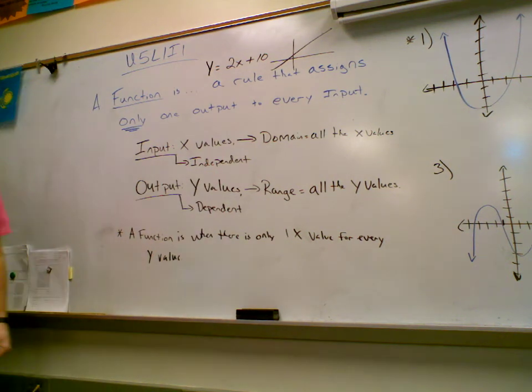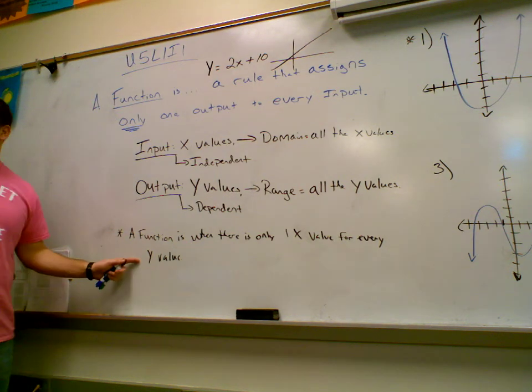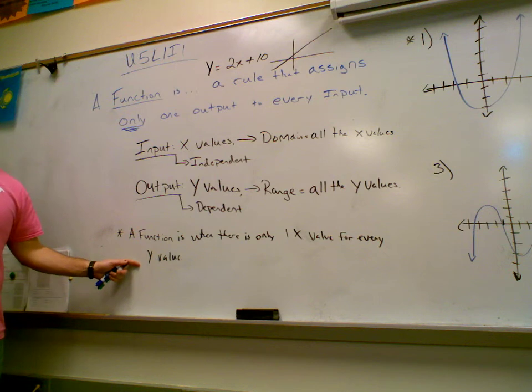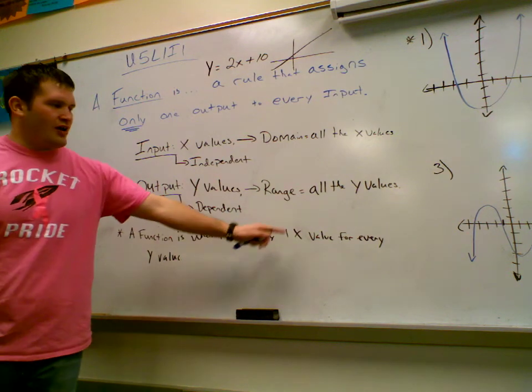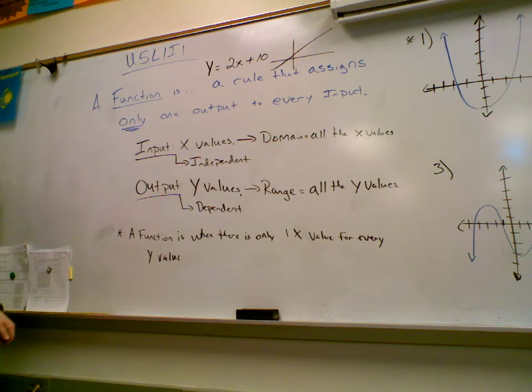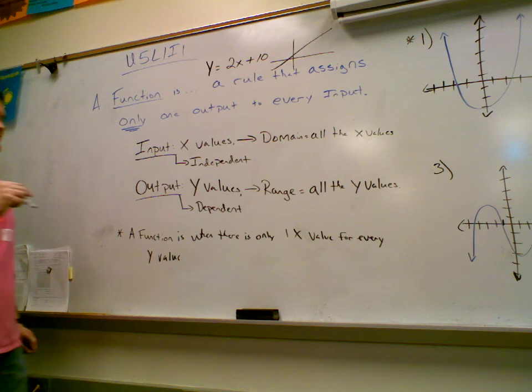Is this right? The way this is written, a function is when there's only one x value for every y value. Could two y values have the same x then? No, because if they repeat, then it's not a function. Then it should be for every x value.